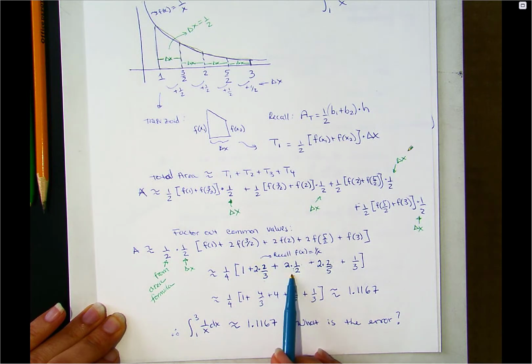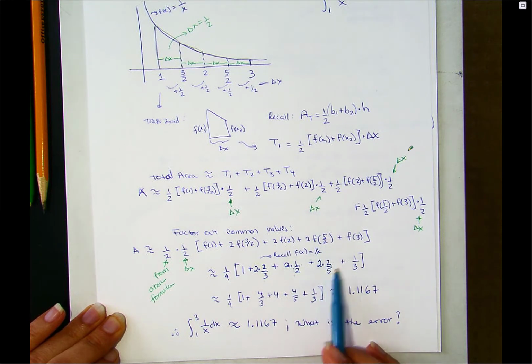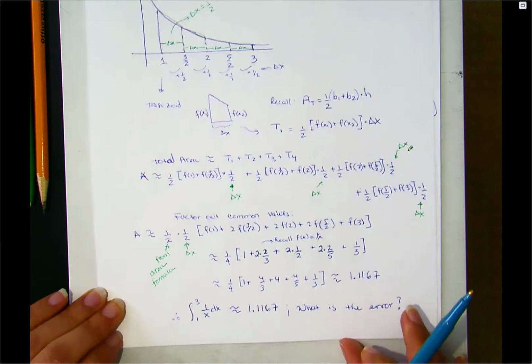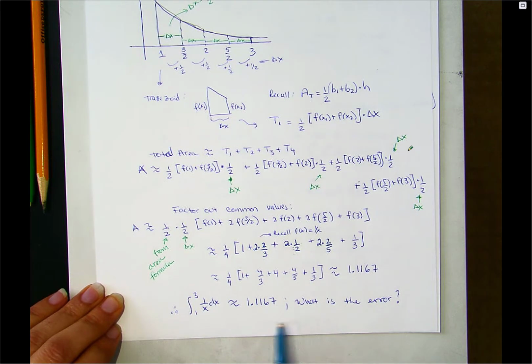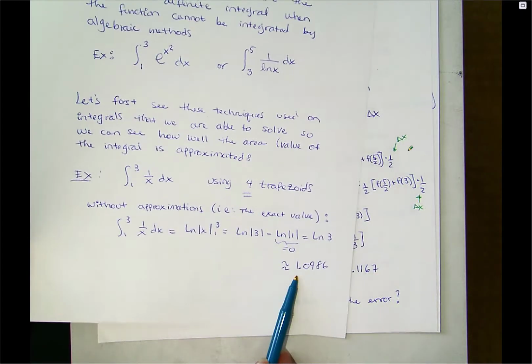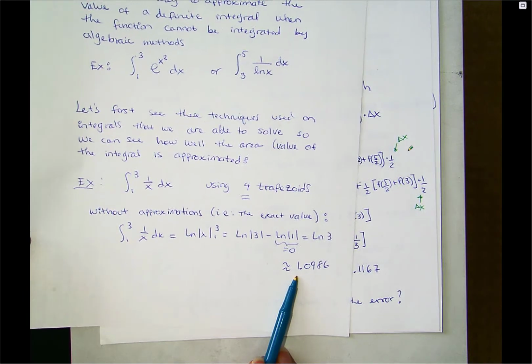F of 2 is 1/2, f of 5/2 is 2/5, f of 3 is 1/3. And then compute all that out. I put it in my calculator, and this is what I got. If you get something else, let me know, but I double checked it. So therefore, the integral approximation is 1.1167. And we knew from the previous page, our actual was 1.0986.